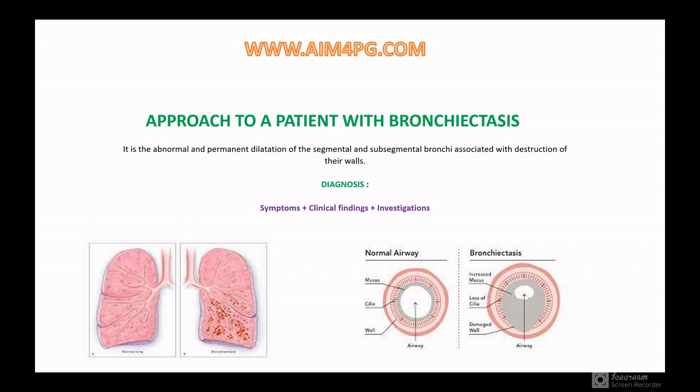Here in the picture you can see the normal lung and the lung with bronchiectasis. A normal lung will have normal airways, but in bronchiectasis the airways will be dilated. As the definition says, they will be dilated, and the airway will be very less.